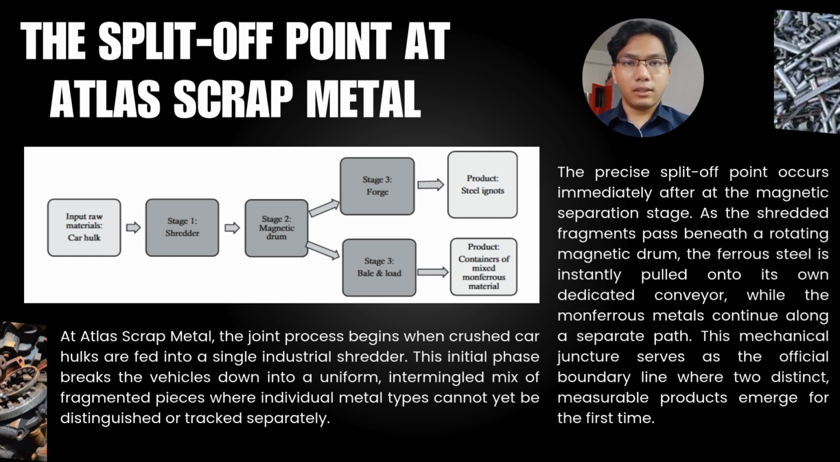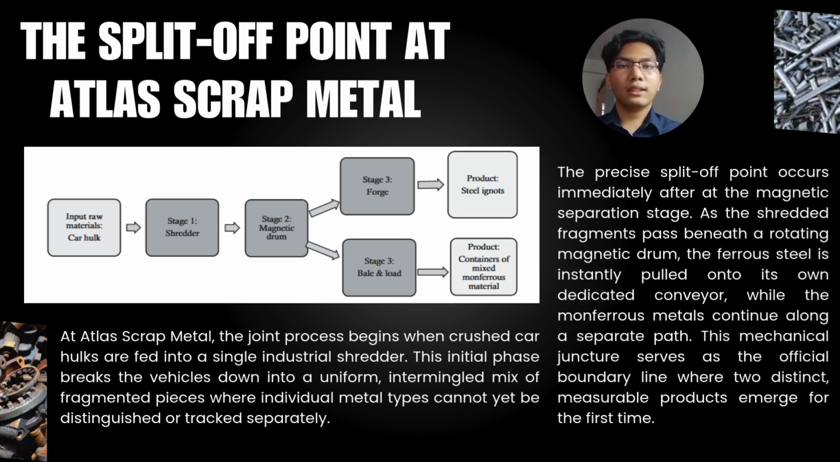At this exact drum location, the magnetic field instantly pulls the ferrous steel upward onto its own dedicated conveyor line, which leads to stage 3, where it is forged into steel ingots. At the same exact time, the non-magnetic metal drops forward into a separate stream to be baled and loaded as a container of mixed non-ferrous material. This magnetic drum stage represents the official split-off point for Atlas scrap metals because it is the first time in the entire operation sequence that the process yields two independent, recognizable, and measurable inventory products.